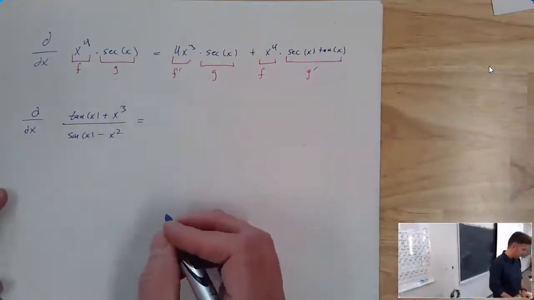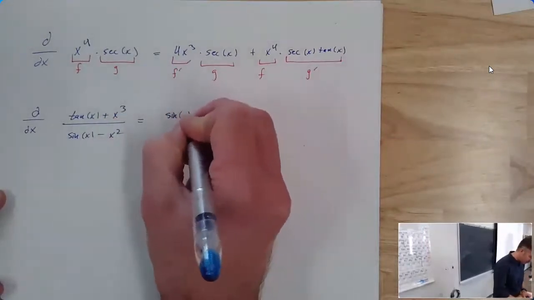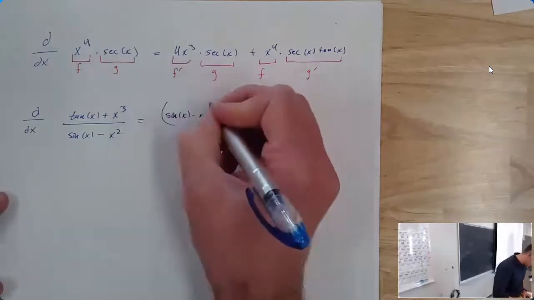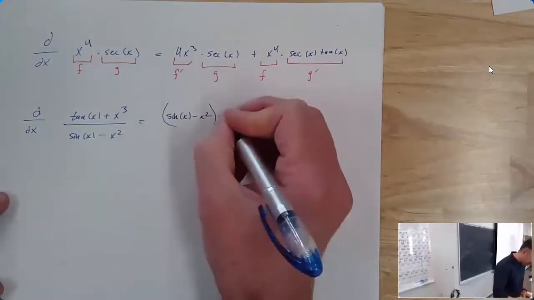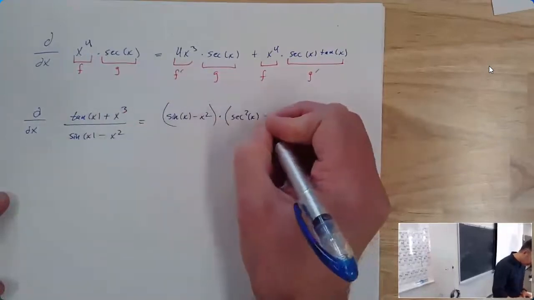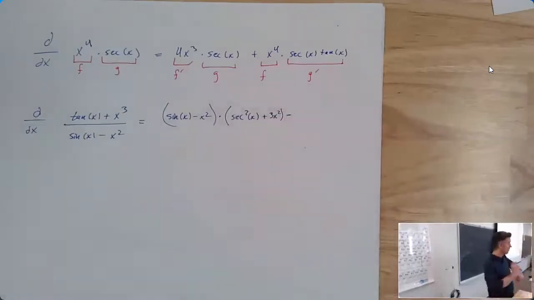So here, I'm just going to use the quotient rule. So it's going to be the bottom thing, and since it's a subtraction, I need to put parentheses around it, times the derivative of the top. The derivative of tangent is secant squared of x, and the derivative of x cubed is 3x squared. Subtract and then do the reverse.